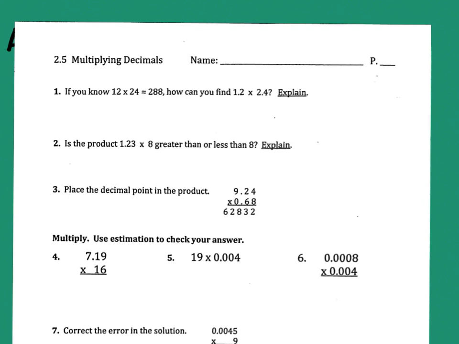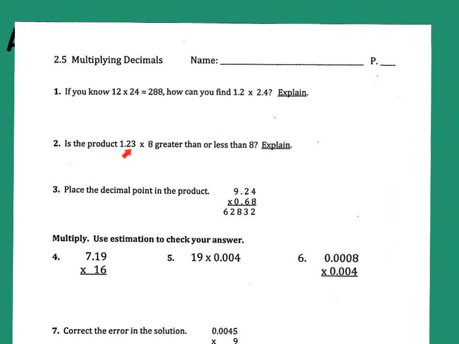So if you know that 12 times 24 equals 288, how can you find what 1 and 2/10 or 1.2 times 2.4 is? Well, you can see right here they're the same numbers, right? The only thing that's different is these decimals right here. Now remember back to what I said about moving the decimal. You moved 1 here and 1 here. So really, all you have to do is move the decimal over a couple places and you have your answer right here. So explain in words what I'm talking about right now, and you'll have the answer to number 1.